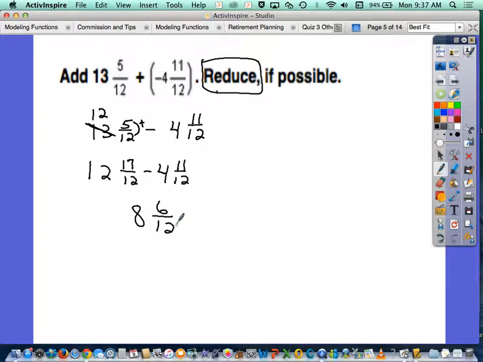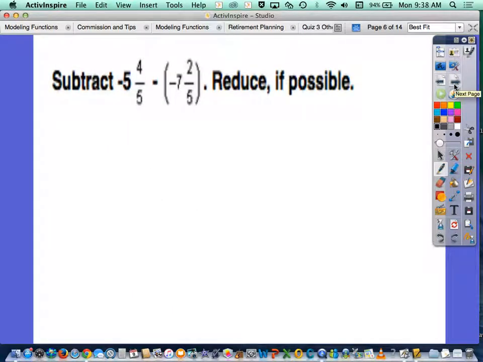What's the number we can divide 6 and 12 both by? 6. 6 is half of 12, isn't it? I would expect you to recognize that. You're all very smart. Sometimes. Subtract. Now look at this.